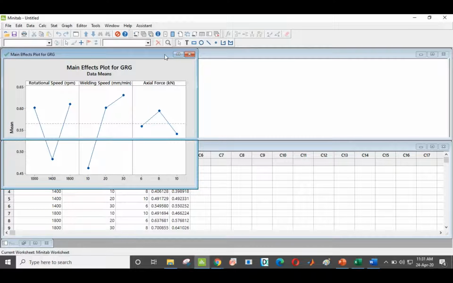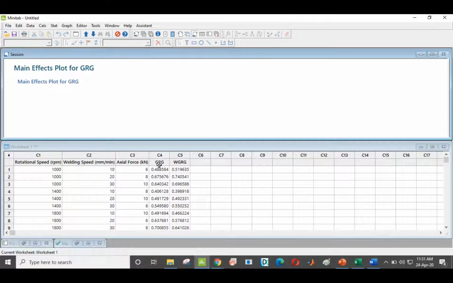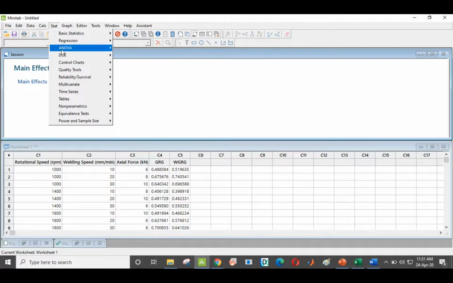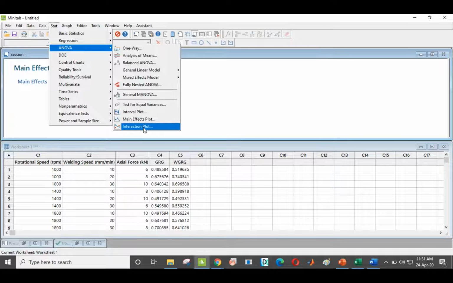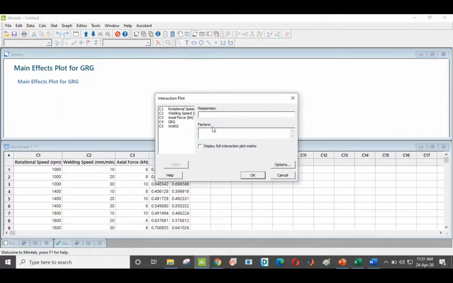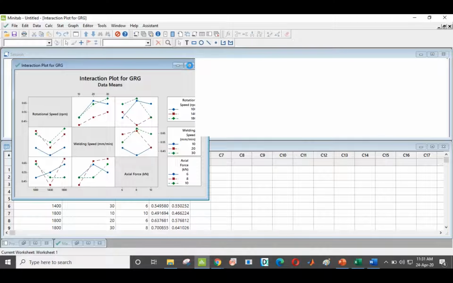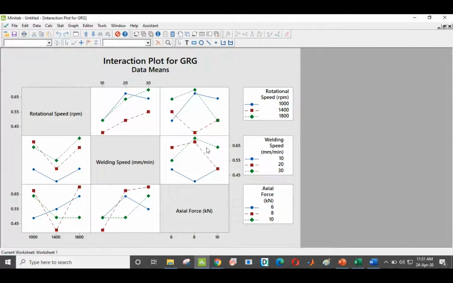Now, how to draw the interaction plot for this gray relational grade? Start, once again Anova. At the last, we have the interaction plot. Yesterday also we have seen that: gray relational grade and all these 3 inputs, and display full interaction plot. So this is how we are going to obtain the interaction plot.